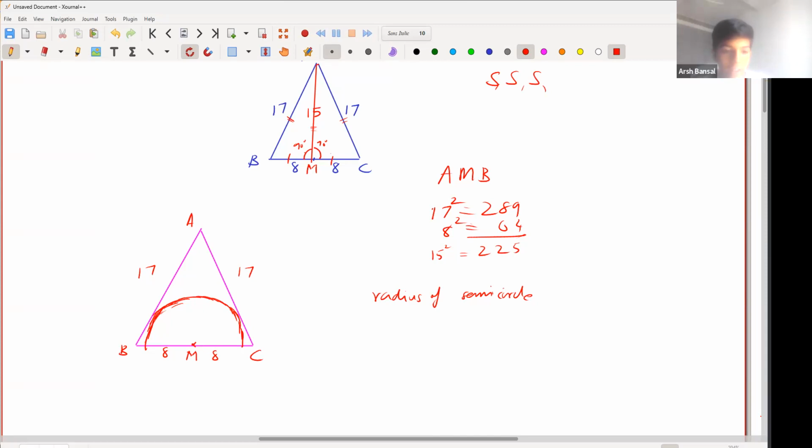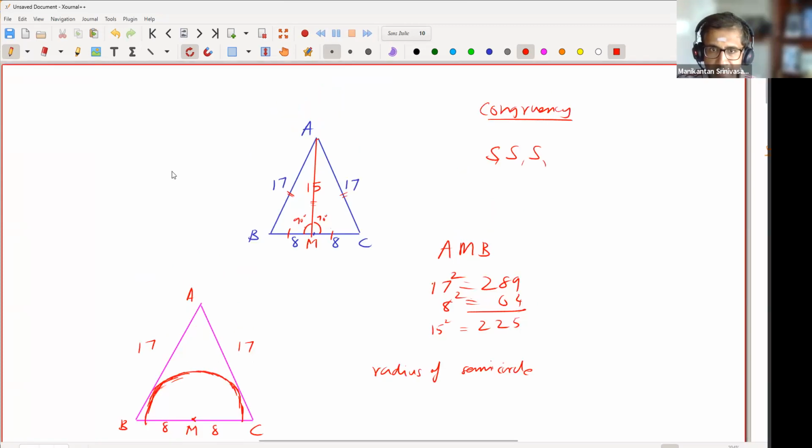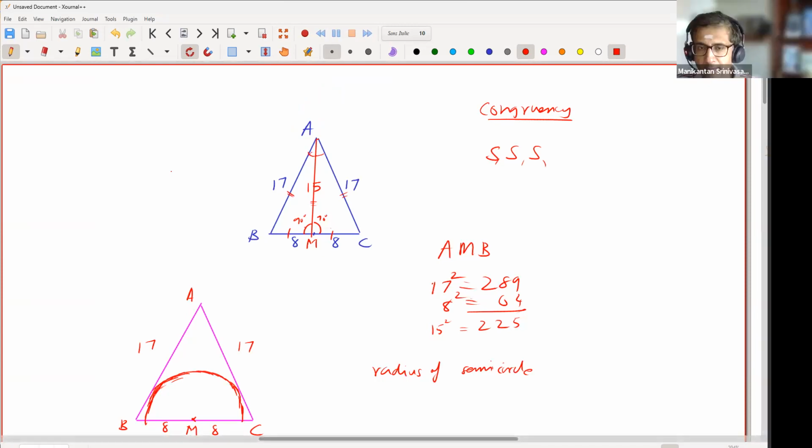But how did he find that M bisects BC? It is given. It was a diagram where M was given to be the midpoint. It was symmetric, and the semicircle was symmetrically placed at the base.